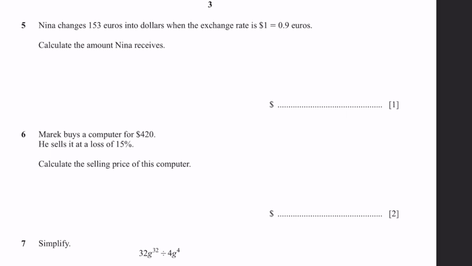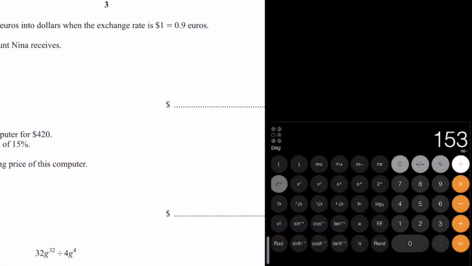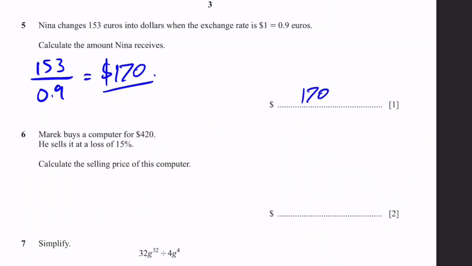Question 5. Nina changes 153 euros into dollars when the exchange rate is $1 equals 0.9 euros. Calculate the amount Nina receives. So 0.9 euros equals $1. That means 153 euros will be 153 divided by 0.9. That's all we need to do. So let's get our calculator out. 153 divided by 0.9. That'll be $170. That's the answer.